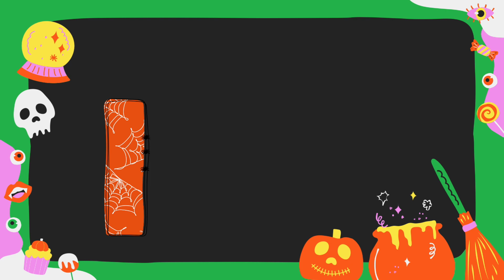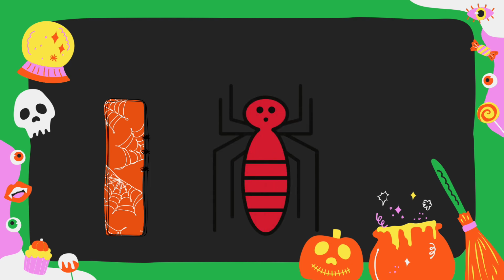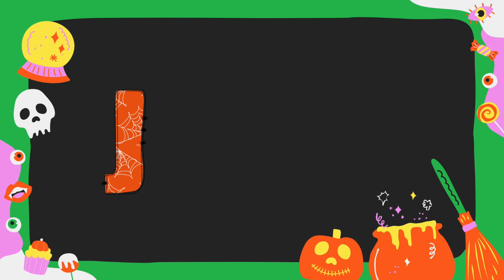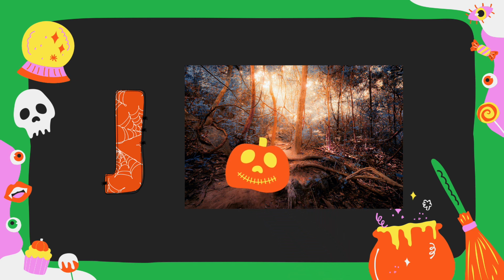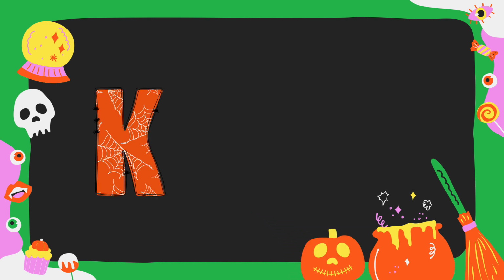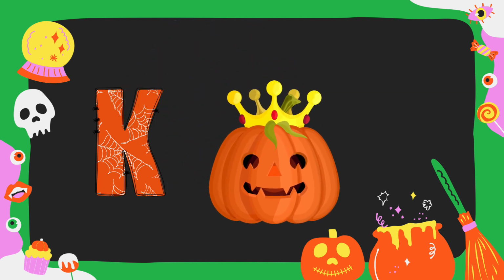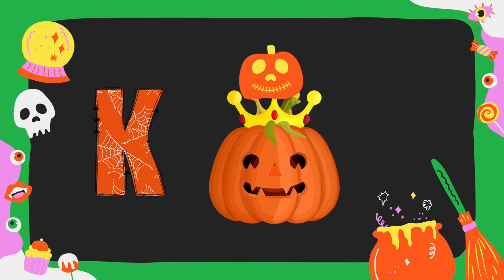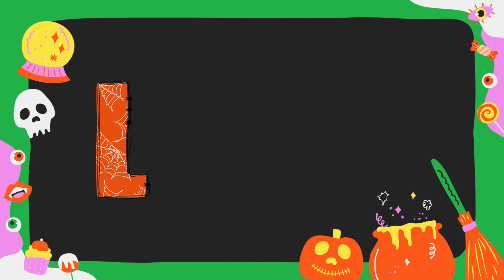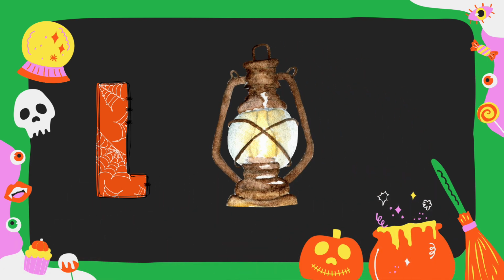I is for insect. J is for jungle. K is for king. L is for lantern.